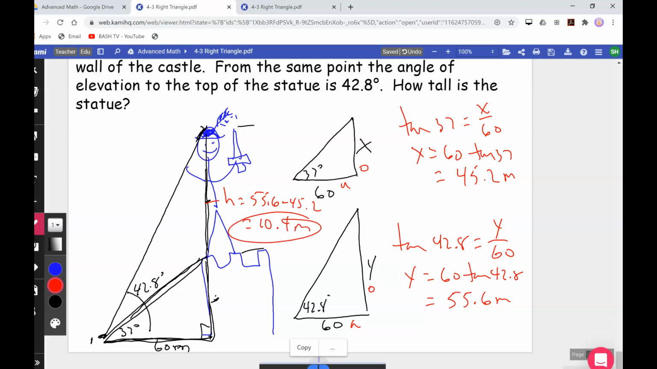So this is a problem where there's two triangles that you're going to have to use trig to solve the opposite sides of both and then subtract to find the whole distance, because this distance here is the whole thing you see here. And then this distance is only this part. So if I subtract those two, what I get is that.